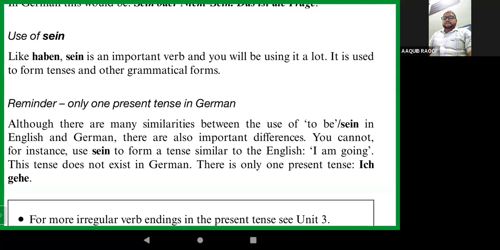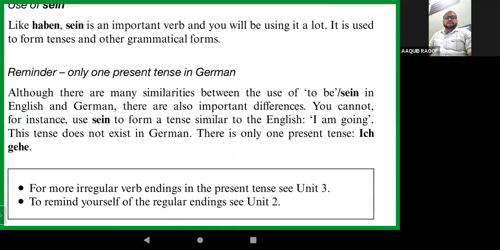Now use of sein. Like haben, sein is an important verb and you will be using it a lot. It is used to form tenses and other grammatical forms.